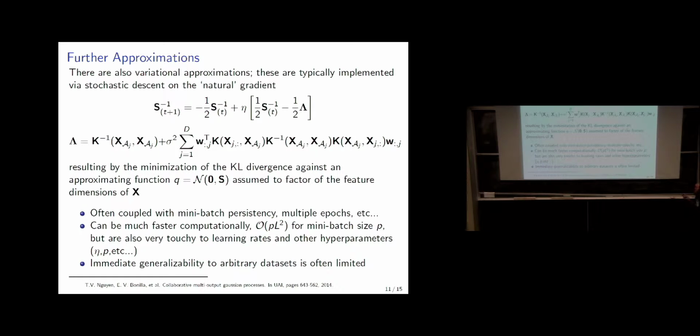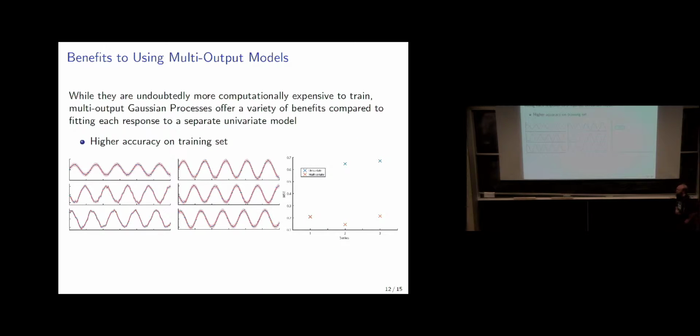But let me just say, I tried for several days to get these methods to work on different types of data, different types of systems of multi-output processes, and it takes a lot of tweaking. It's a very touchy process with respect to your hyperparameters like learning rate and mini-batch size, and so on and so forth. So its generalizability can be a little bit limited.